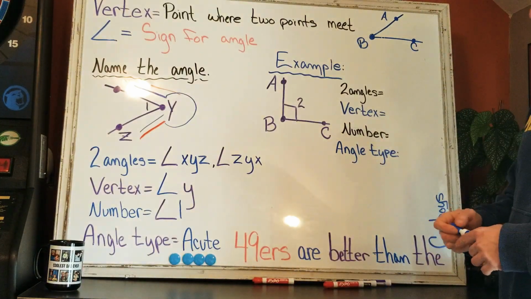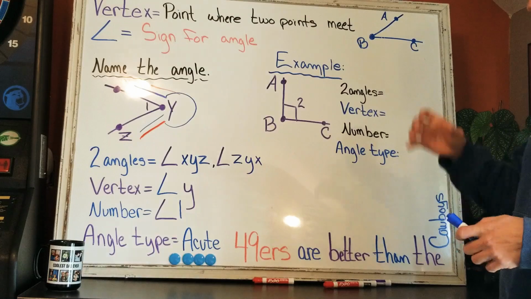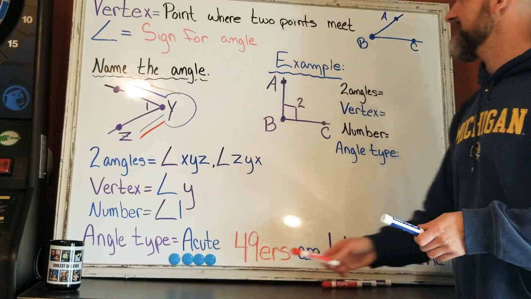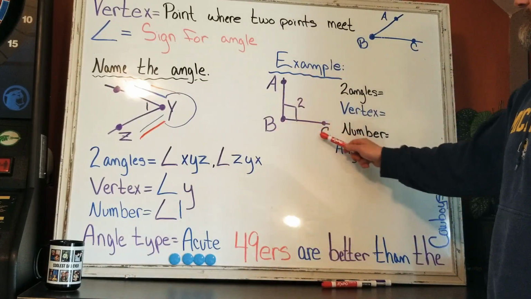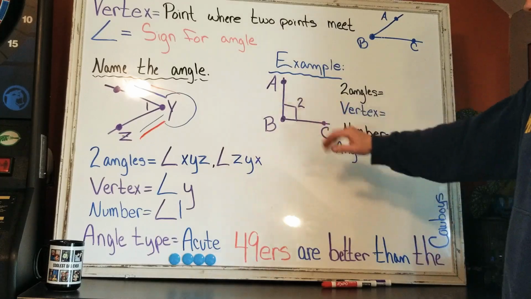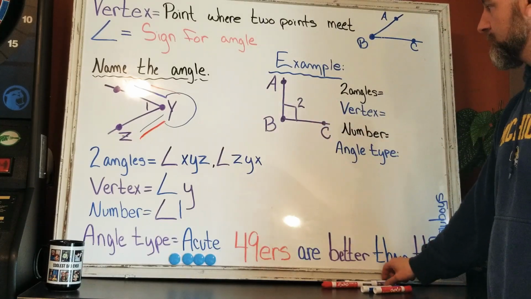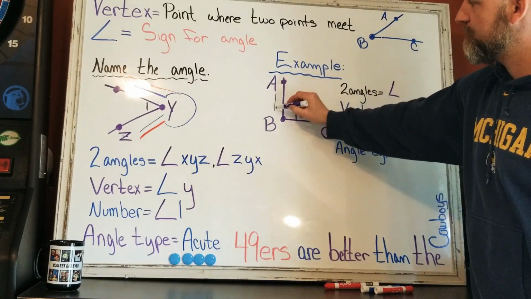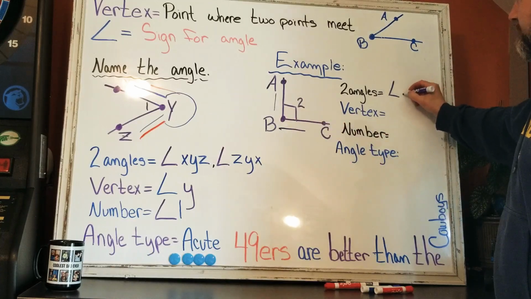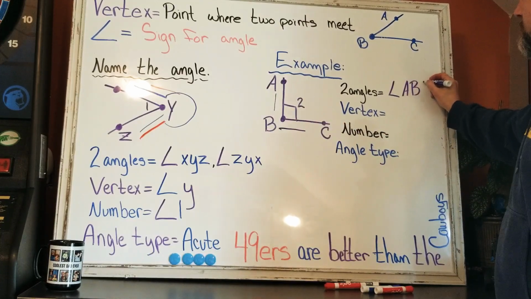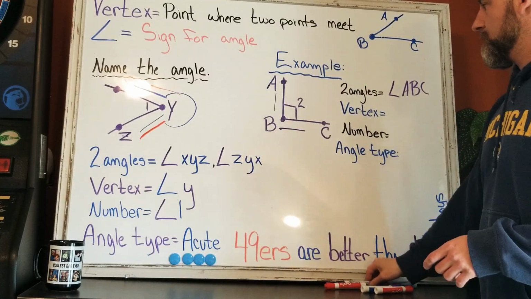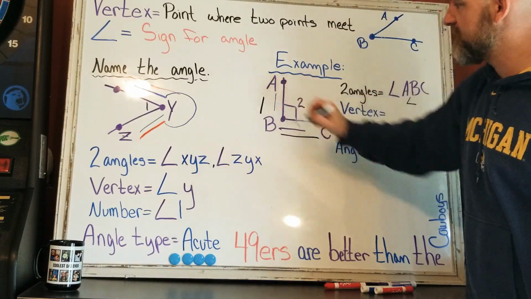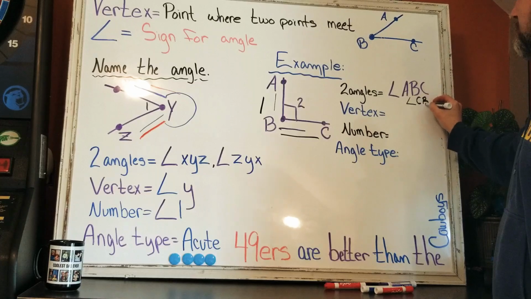All right, for our second example, we'll go over this one. If you want to, pause it throughout and try to figure these out on your own, and the answers will come up. So first we need to find the angles. We have A, B, and C, and then the number 2. So what would our two angles be? Remember, first we put our angle symbol. So we have angle A to B, B to C, so we have angle A, B, C, and then we have angle C to B, B to A. So C, B, A.